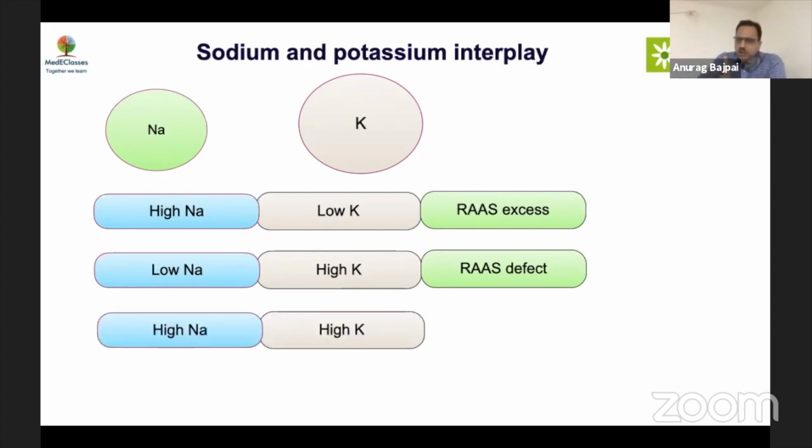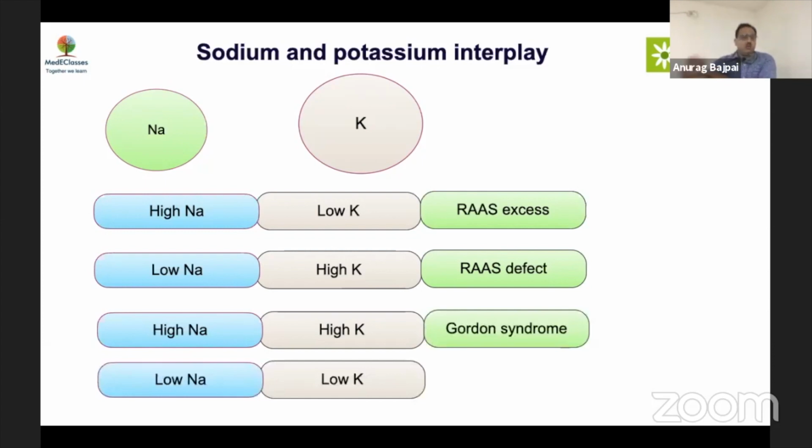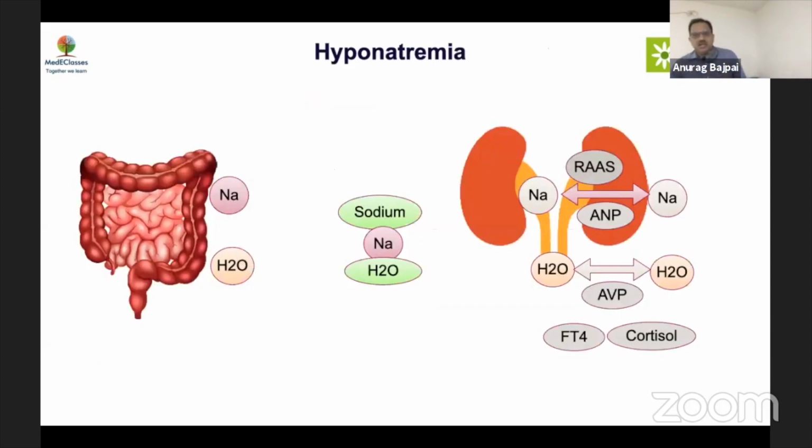Now, there could be only one condition if your sodium and potassium both are high. This is Gordon syndrome. And if your sodium and potassium both are low, in that situation you have to start thinking of tubulopathies, diarrhea, or diuretic use. So now we'll just go through quickly about the various disorders.